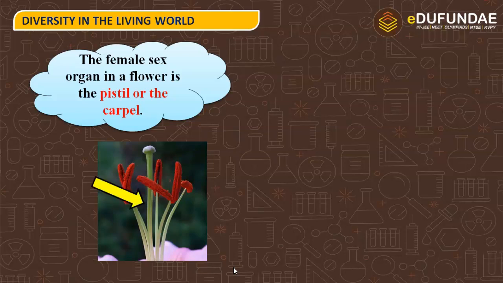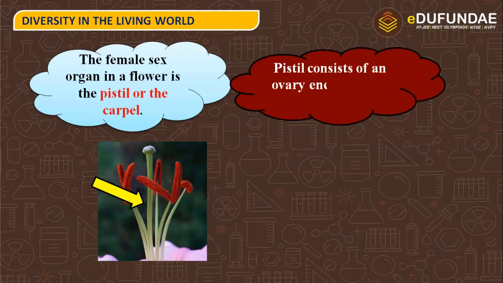So here we see the structure of the stigma, and the style and the ovary will be at the bottom. So the structure is that of the pistil. The surrounding structure that you see with the red anthers is that of the stamens. And here we say that the pistil consists of an ovary enclosing one to many ovules.